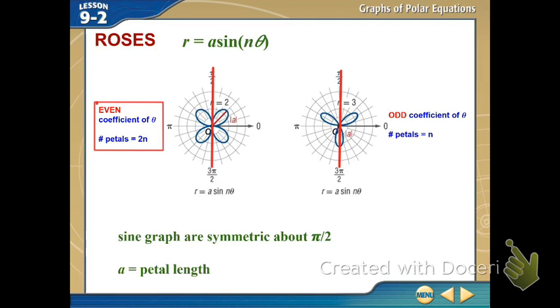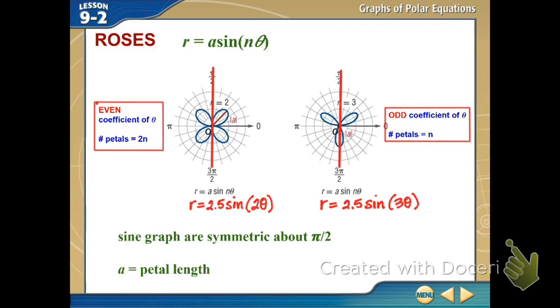So this must be the graph r equals 2.5 sine, and then I had 4 petals, so this must have been 2 theta, right? Then if your n value is odd, then the number of petals will be exactly equal to n, right? So this must be the graph r equals 2.5 sine, and then I've got exactly 3 petals, so this must have been 3 theta.